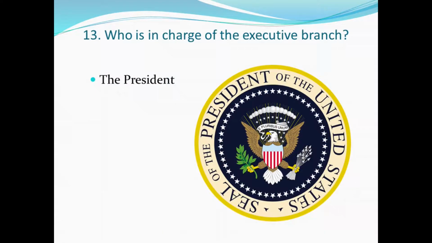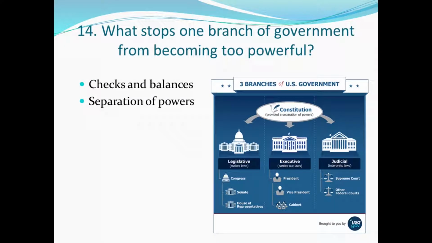Number 13, who is in charge of the executive branch of government? The answer, the president. The president of the United States is the head of the executive branch of government. Number 14, what stops one branch of government from becoming too powerful? The answer, checks and balances and separation of power.